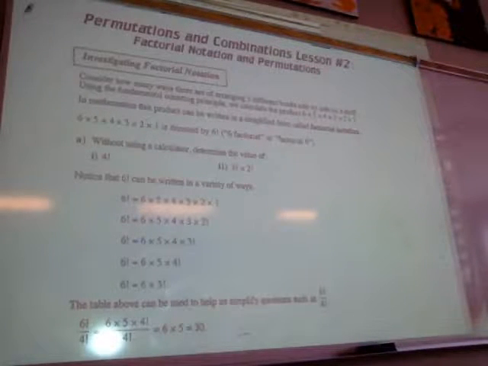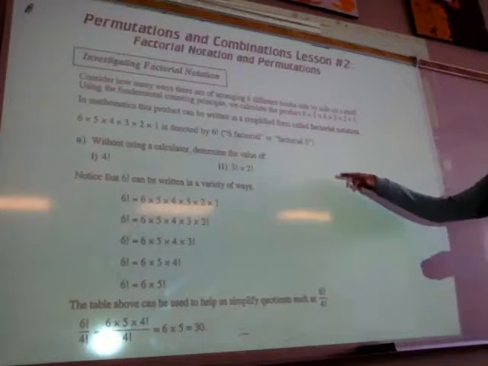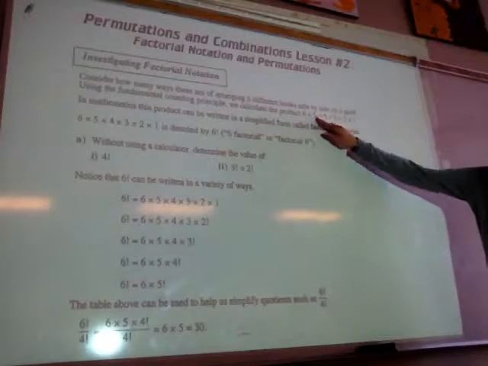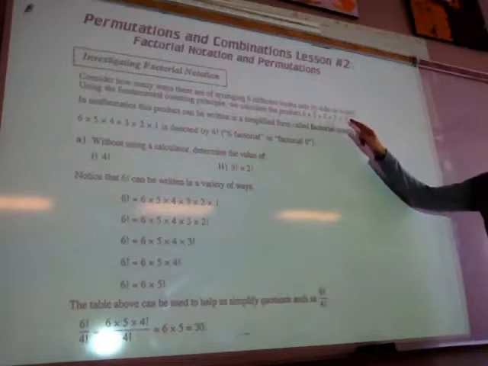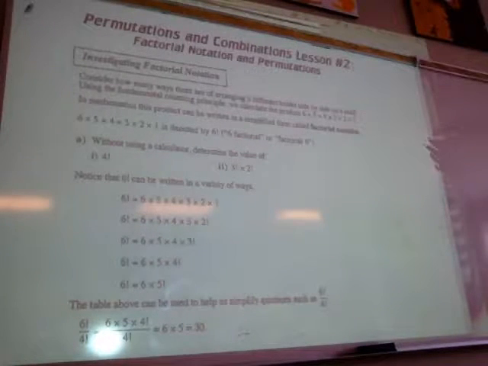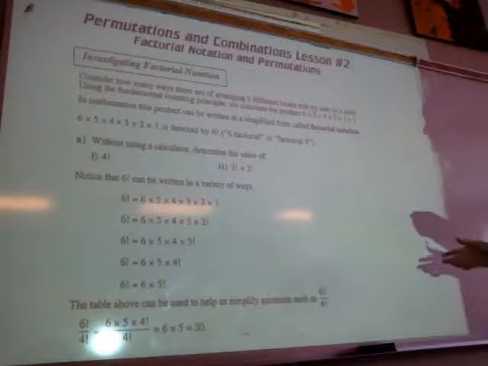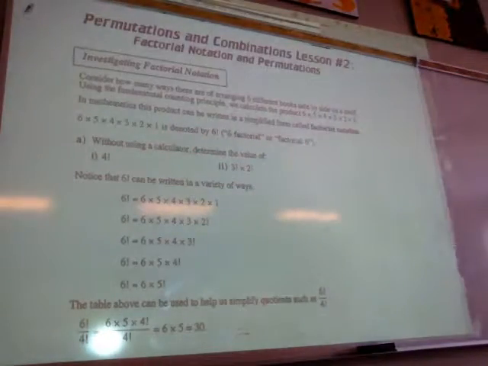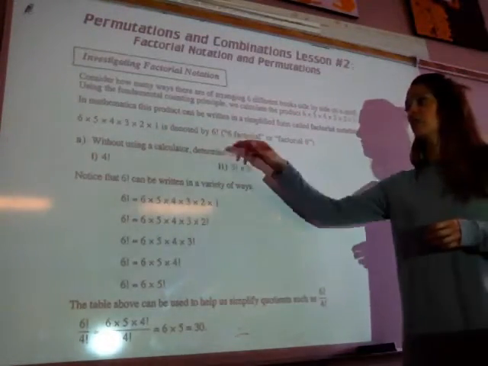Let's just explore what it means using an example. Consider how many ways there are of arranging 6 different books side by side on a shelf. Using the fundamental counting principle, we would first have 6 books to choose from. Once we put one book in place, we then only have 5 choices, 4, 3, 2, then 1. So rather than writing this out in a big long multiplication sentence, we're going to use factorial instead. 6 times 5 times 4 times 3 times 2 times 1, we can just write as 6 factorial.